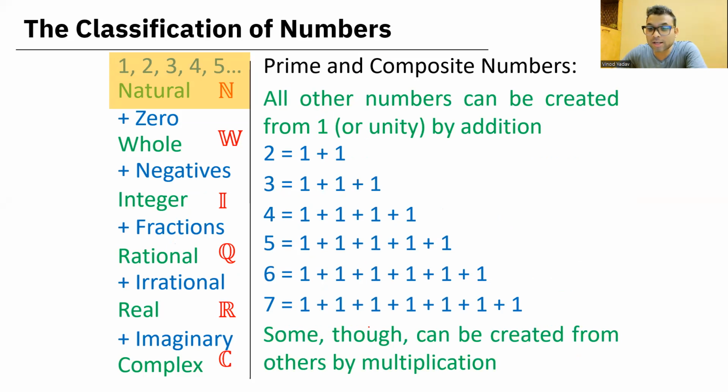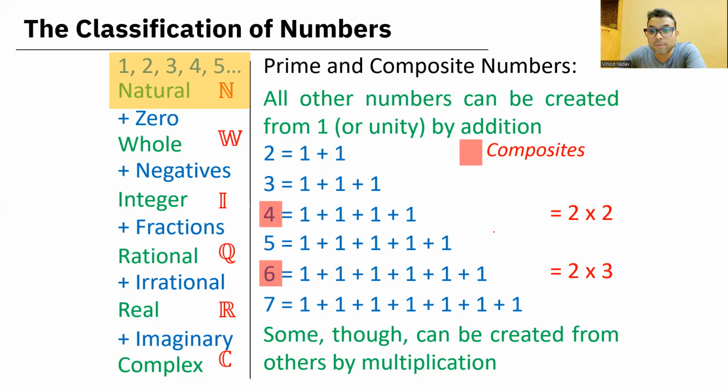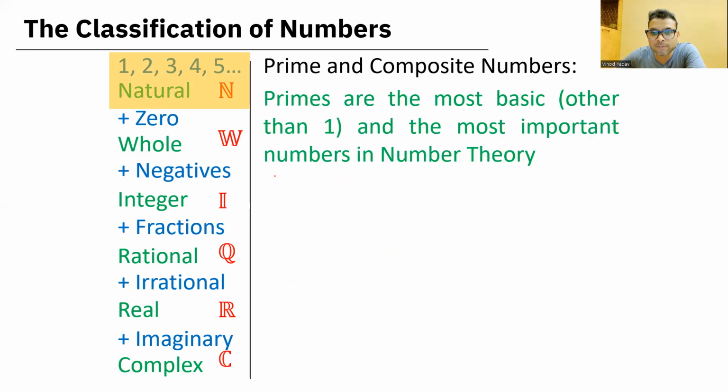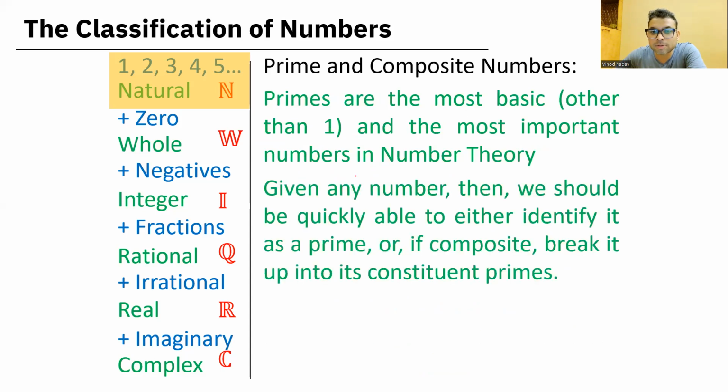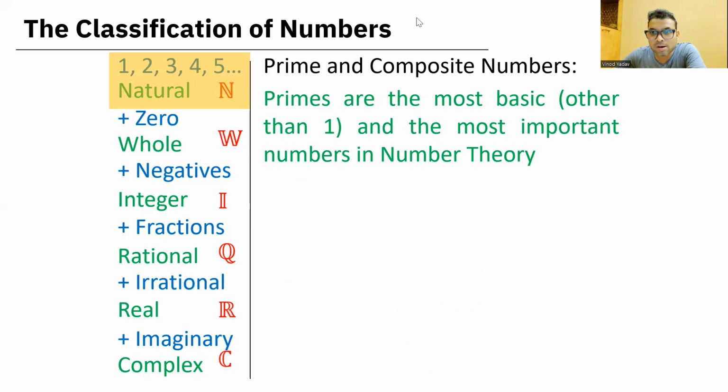But some can never be created from others by multiplication. For example, see, 4 could be created 2 into 2, 6 2 into 3. Yeah. So they are composite numbers. But these numbers, they cannot be created from other numbers by multiplication. So they are the prime ones. Okay. So primes are the most basic and important numbers in the number theory. Correct? Okay.